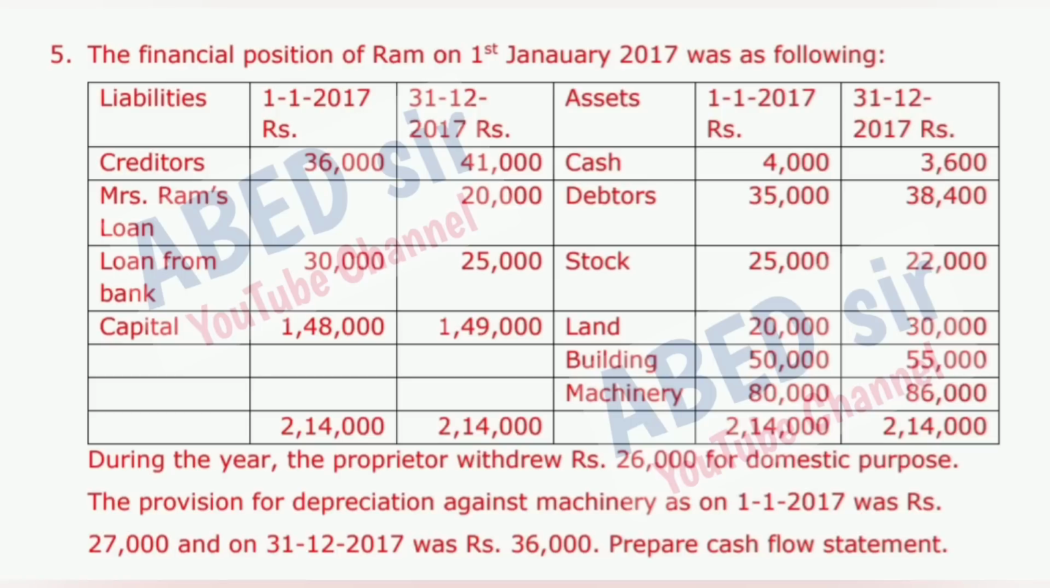The financial position of Ram on 1st January 2017 was as follows. During the year, the proprietor withdrew 26,000 rupees for domestic purposes. The provision for depreciation against machinery as on 1st January 2017 was 27,000 rupees and on 31st December 2017 was 36,000 rupees. Prepare cash flow statement.